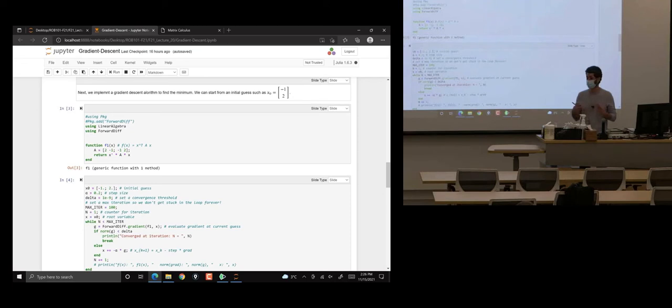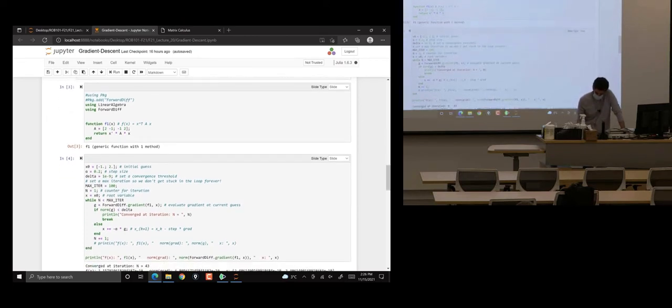If you have it already installed, you don't need to install it. You can just load it. If not, make sure to add the package first, and then include the package using ForwardDiff. Next, I am defining my objective function. F1 is my quadratic objective function.